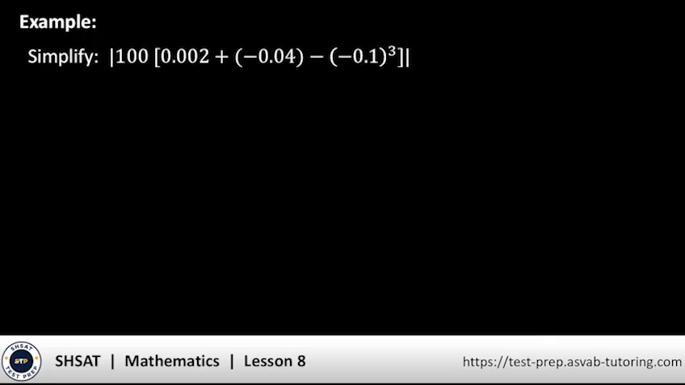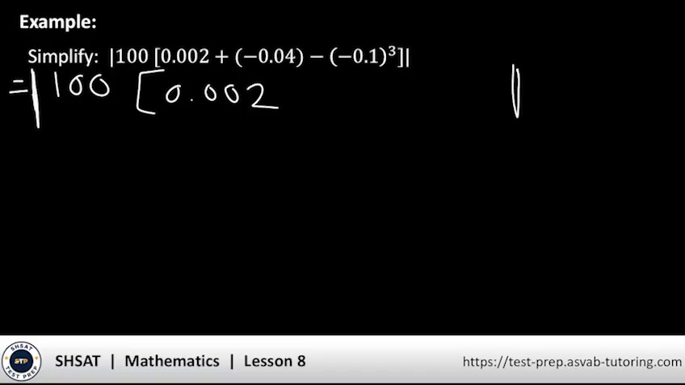Okay, now we have another one. Let's just start. We have 100 over here. We have 0.002. Oh, we have modulus signs. We should also think about the modulus signs as well. Okay, and then we have plus minus 0.04. So if you want to, we can just get rid of this bracket, this parentheses here. So positive and negative means negative. So I'm going to do negative minus 0.04.